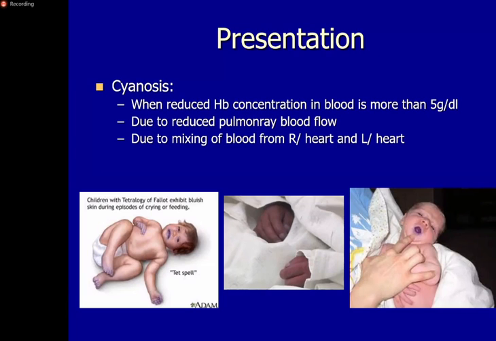right heart blood mixing with the left heart side blood. That means the right heart blood bypasses the lung and straight away enters into the left side of the heart. So when it bypasses, there is no oxygenation. As a result of that, this will happen. So this is one of the groups of congenital heart diseases, whereas the others would be acyanotic heart diseases. So this is one striking thing that would happen, which you can see.